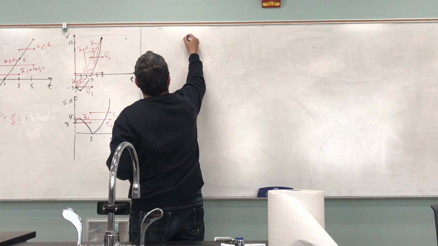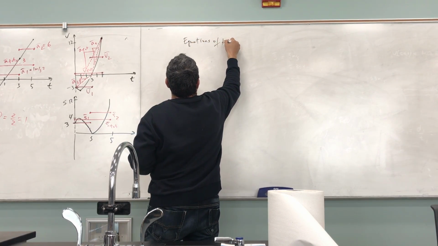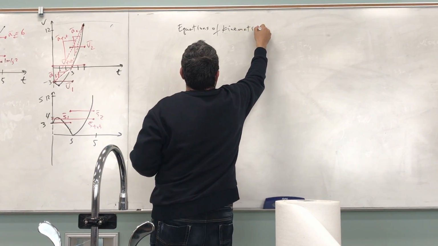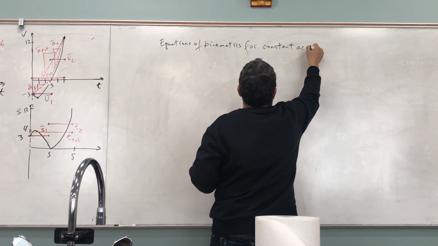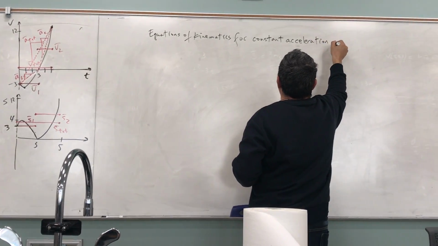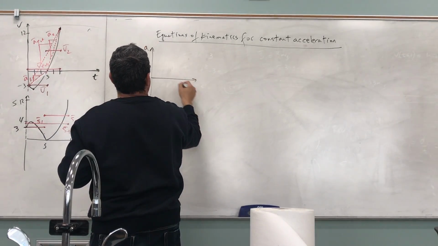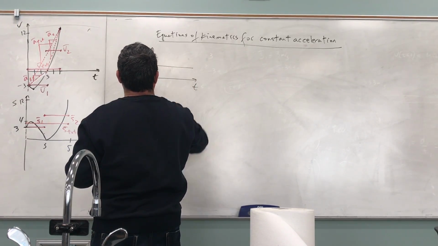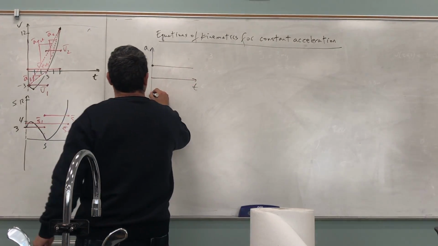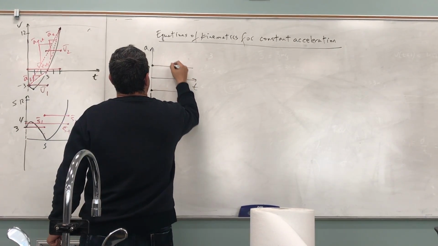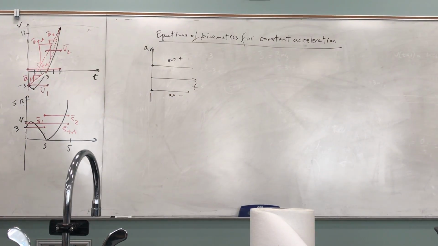So now you have cases where the equations of kinematics for constant acceleration apply. That means the acceleration as a function of time is some constant number, a horizontal line, but it could also be some constant negative number. So either some constant positive or constant negative, which means the jerk is going to be 0, right?